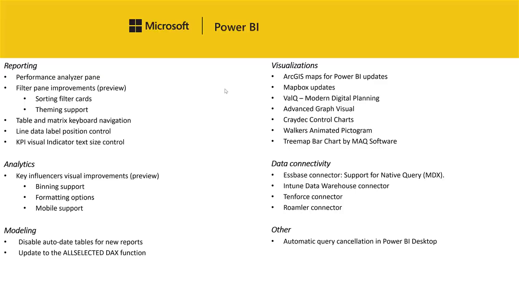The second modeling feature is a small DAX improvement in that the ALLSELECTED DAX function has now been extended to support multiple arguments, just like the ALL function does. We have lots of updates under the visualization section, the first of which is a couple of updates to our ArcGIS maps for Power BI that is built by Esri.